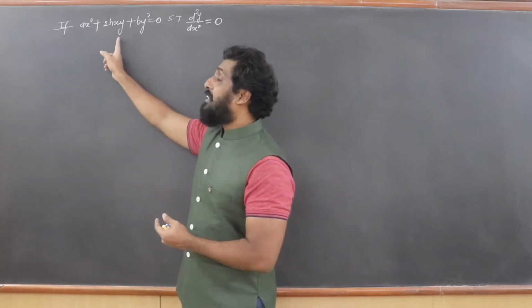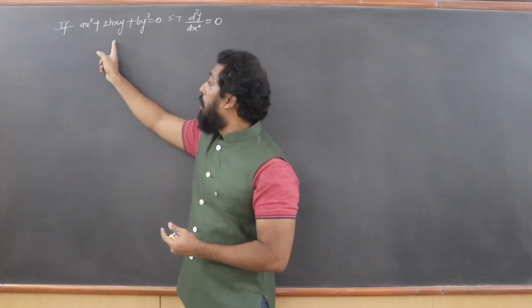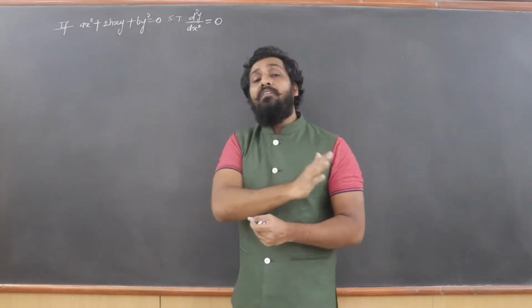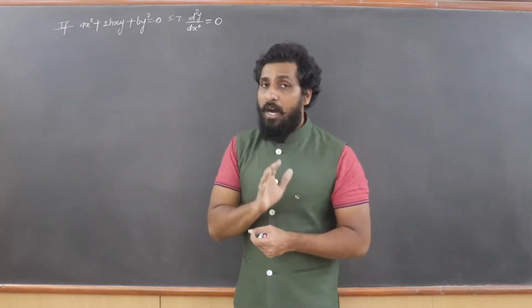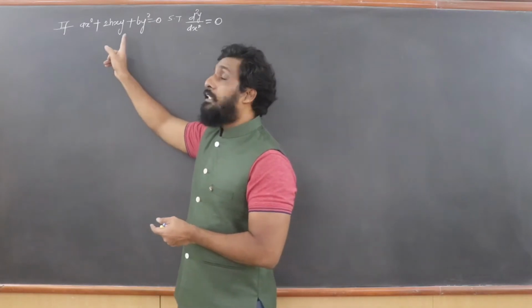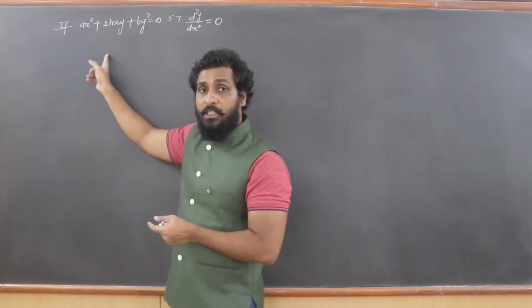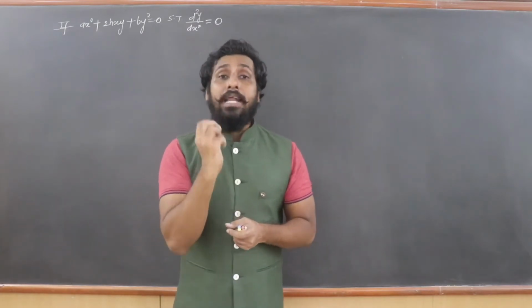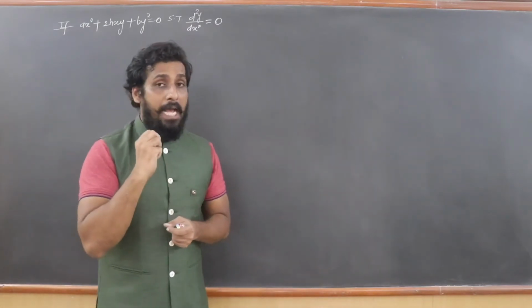Have you noticed that the equation that is written to you has already been learned by us in our previous concept called implicit function, isn't it? This is a second degree homogeneous equation representing a pair of lines. So make sure that you recognize the equations as and when they come.